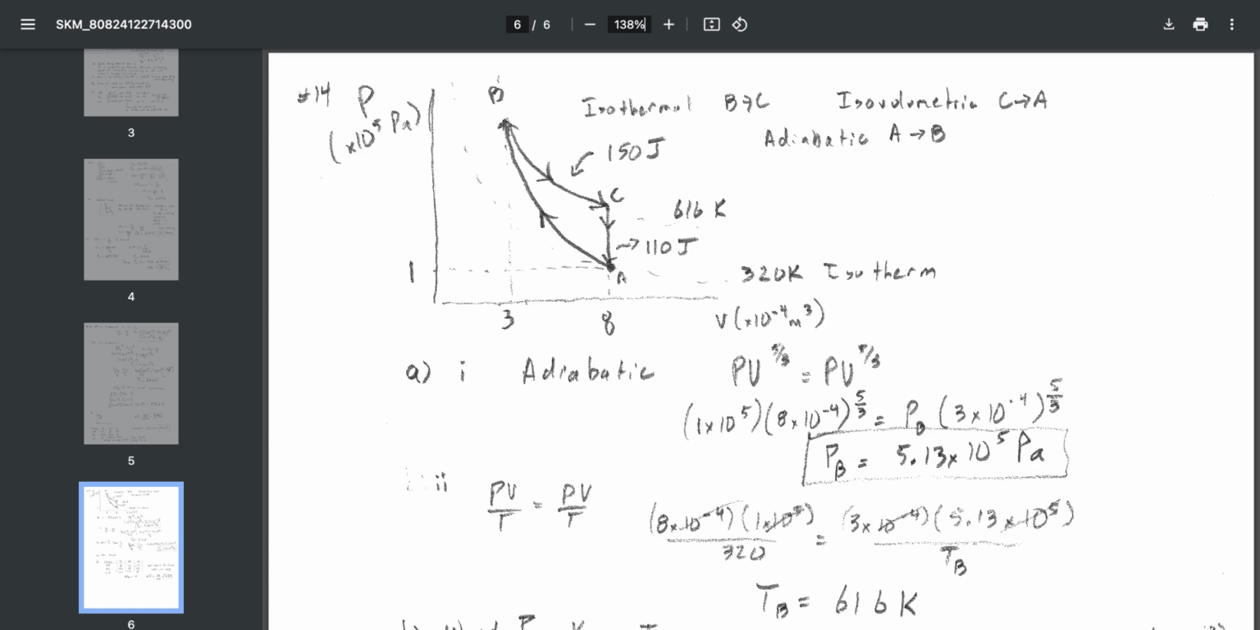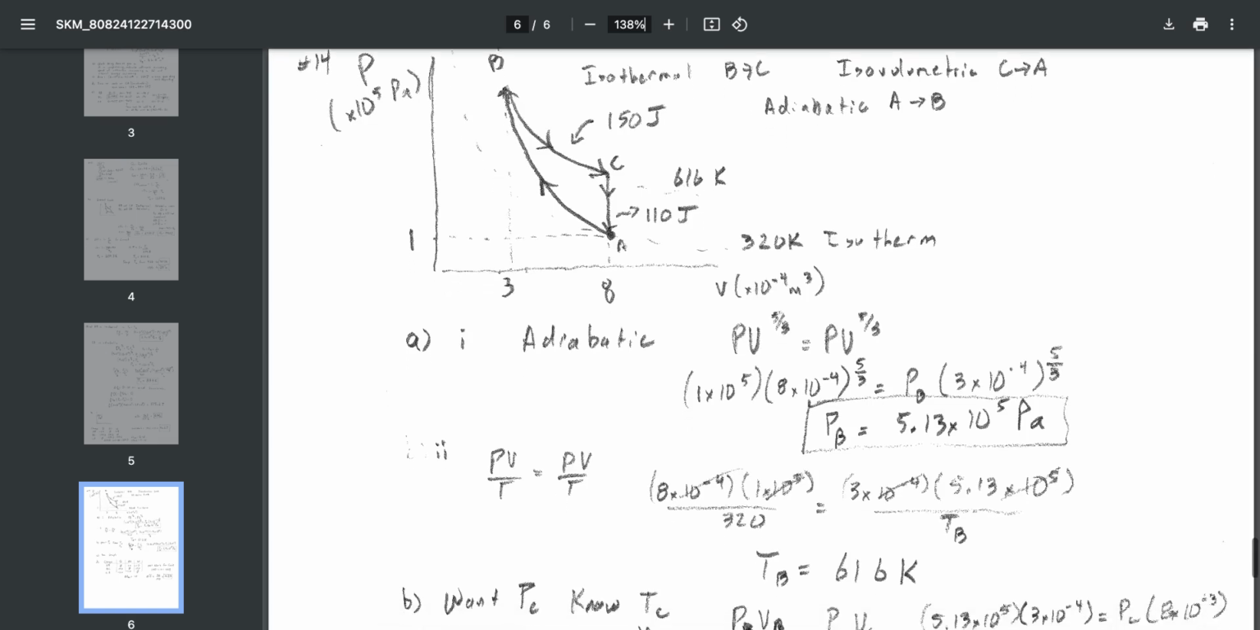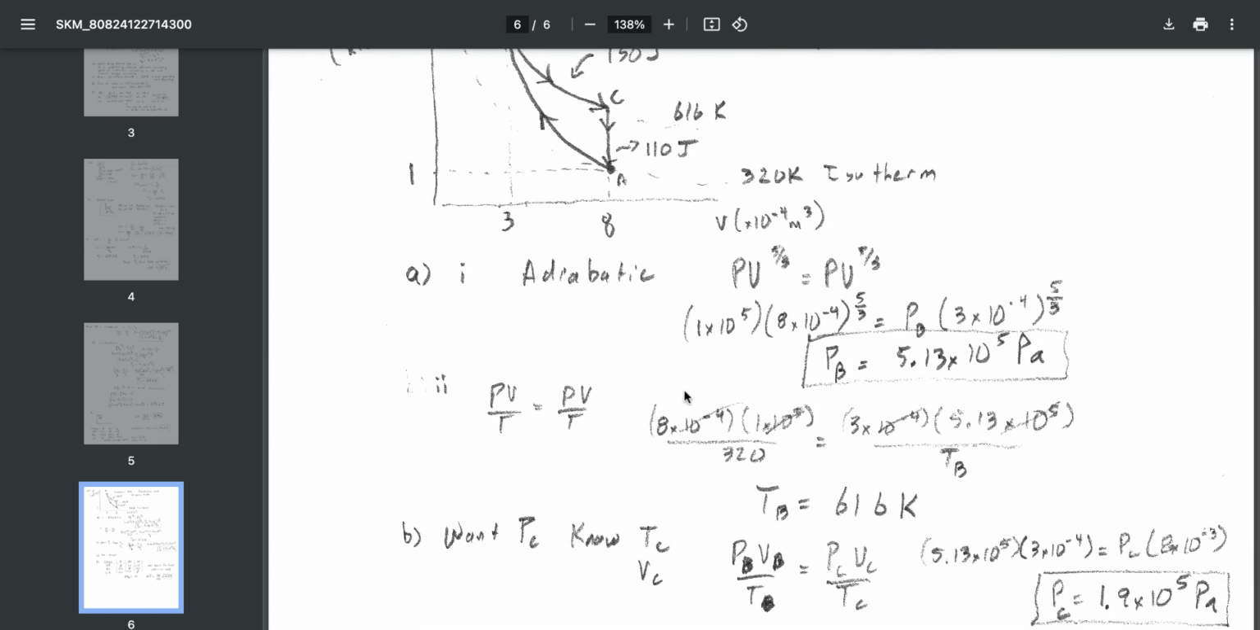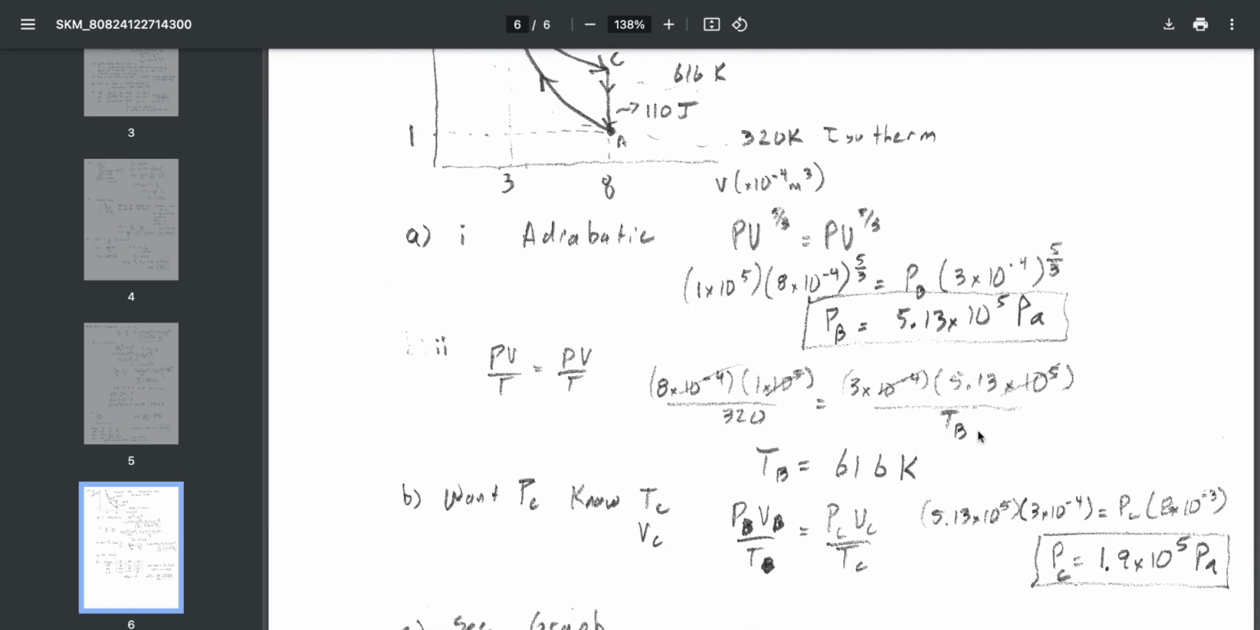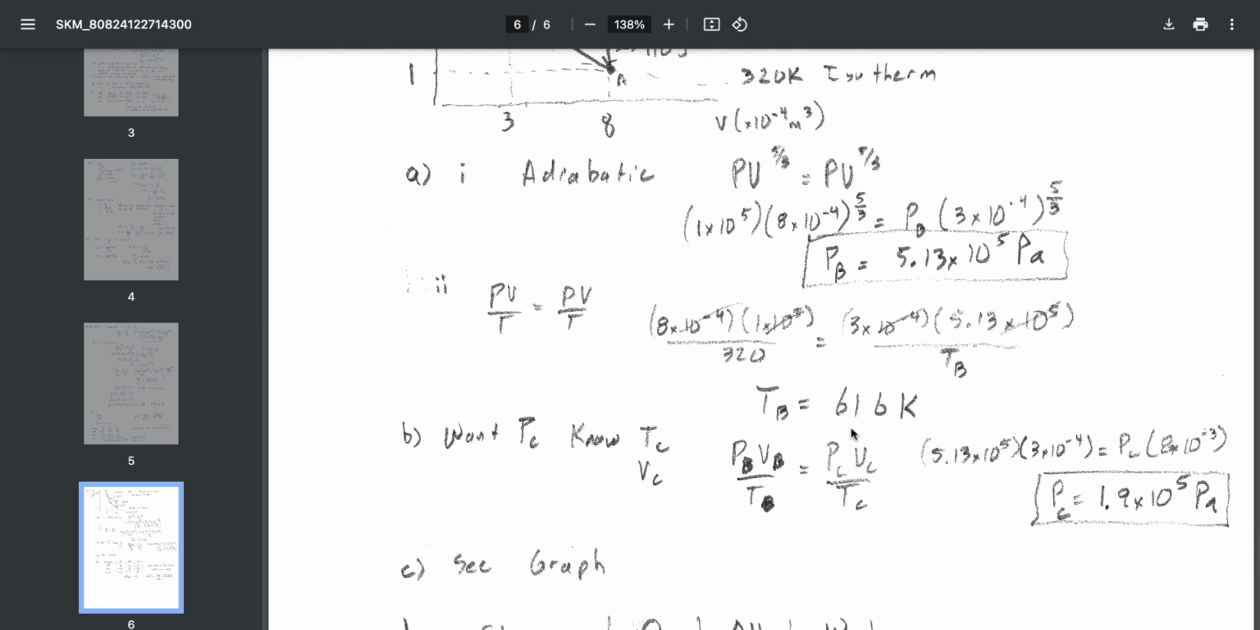So calculate the pressure at the end of the adiabatic compression. So it's adiabatic, so PV to the 5/3 is PV to the 5/3. We know pressure and volume initial, and we know volume final. So we can solve that out. Got 5.1 times 10 to the 5th pascals. For the temperature, since I now know the pressures, I can now use this equation here to find my temperatures, because I know my pressure and volume at both A and B. So solving that out, I got a temperature at B of 616 Kelvin.